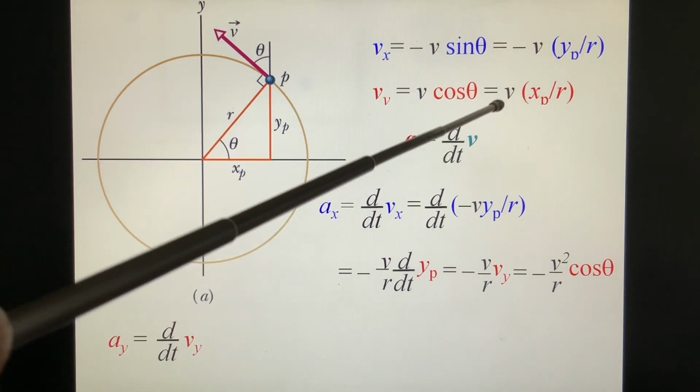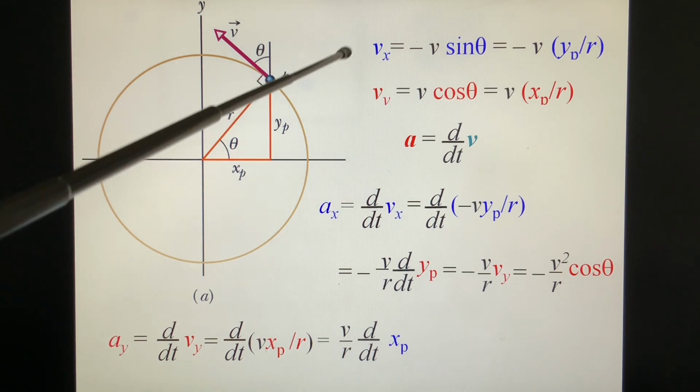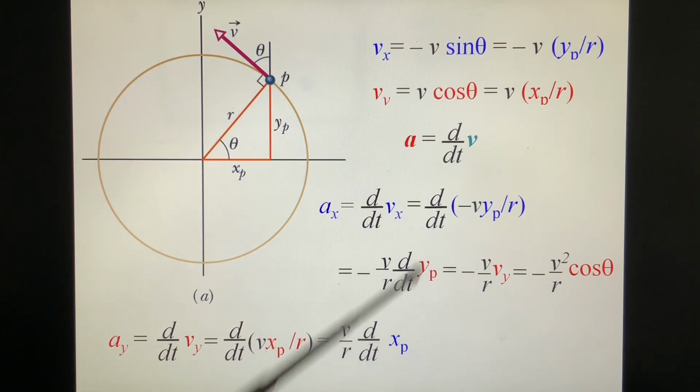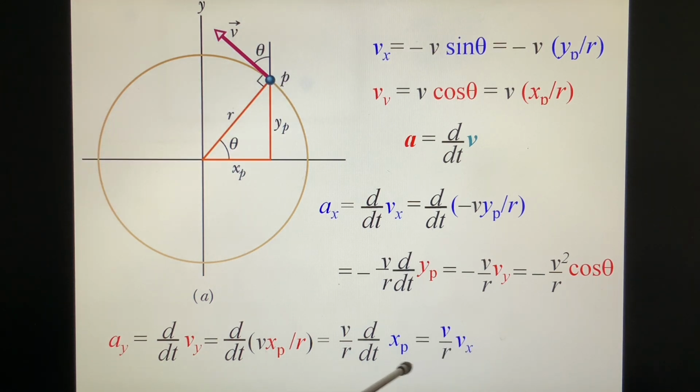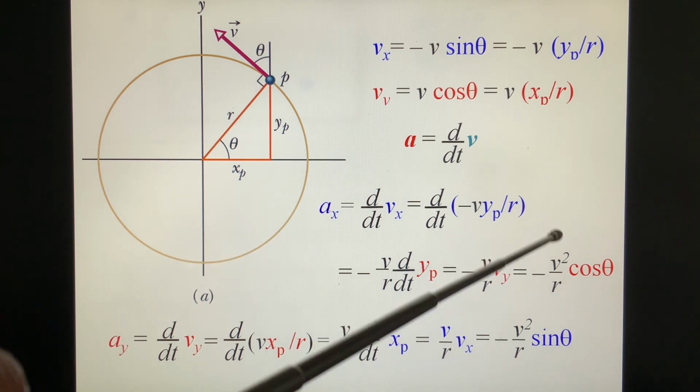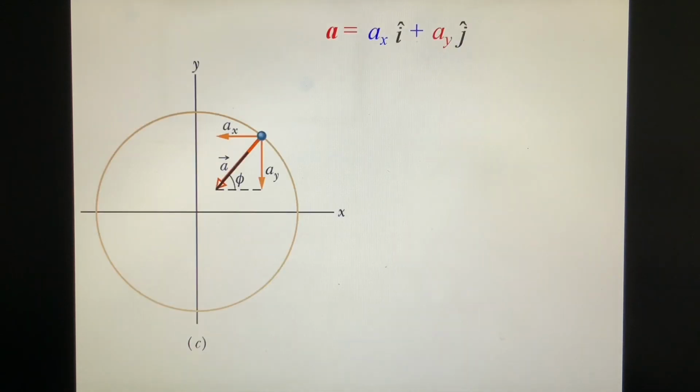dvy equals this one, vxp over r. As v is constant and r is constant, we take it out. Inside becomes dxp/dt, which is the definition of vx, and vx equals minus v sine theta. We put in the minus v sine theta and get minus v squared over r sine theta. Now we have ax equals minus v squared over r cosine theta, and ay equals minus v squared over r sine theta.